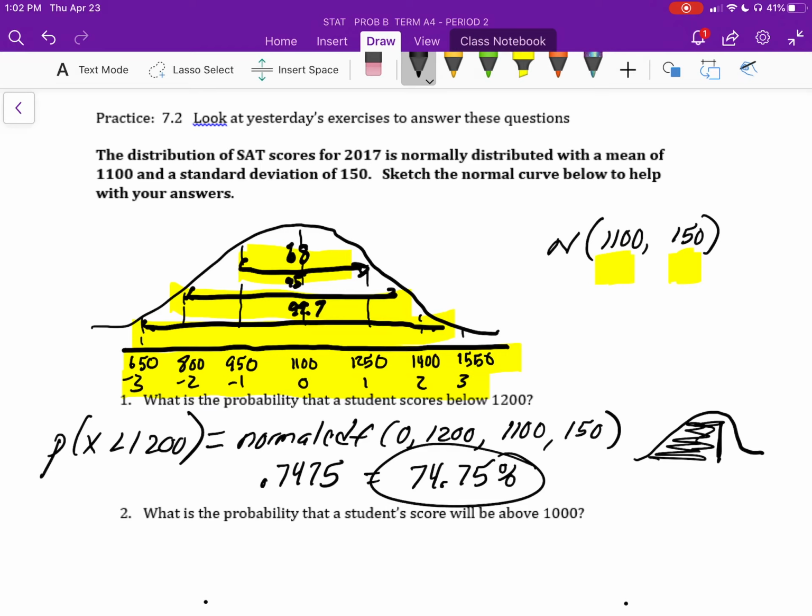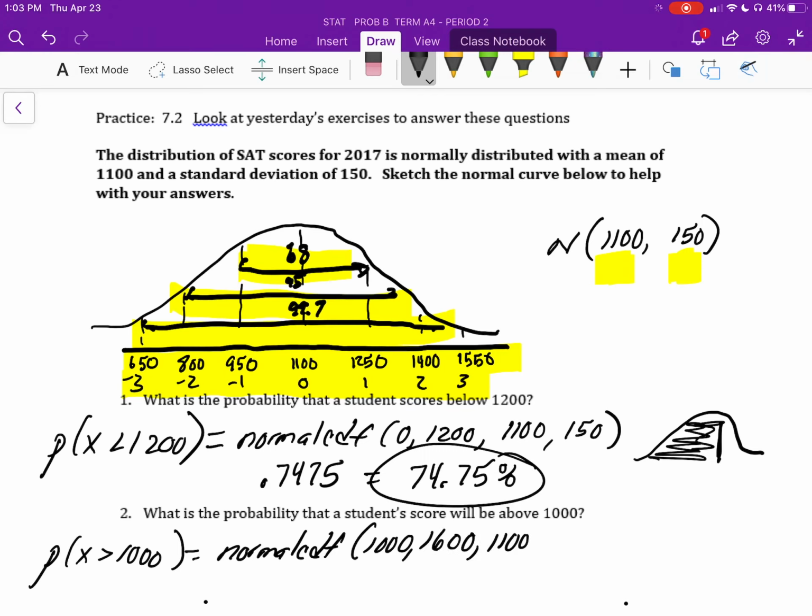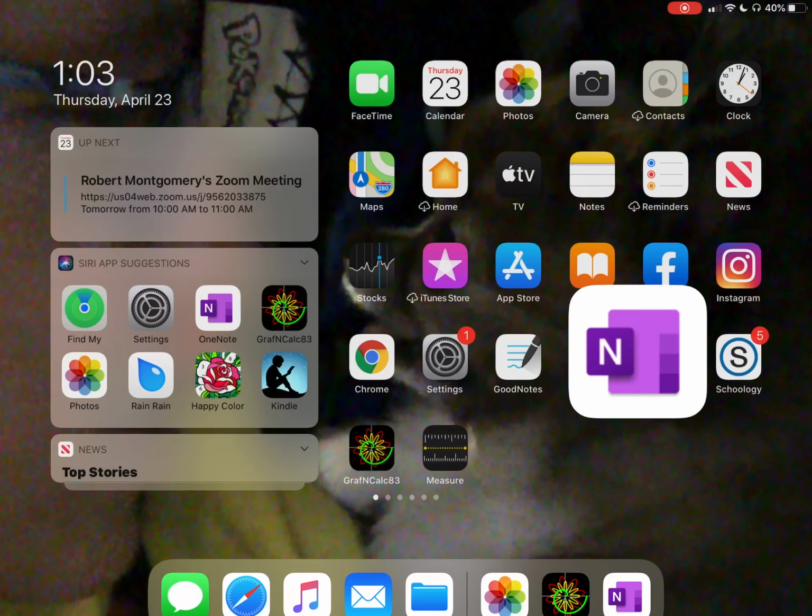What's the probability a student scored above 1000? So again, we'd use the same idea. X is greater than 1000. Except in this case, we want to go from 1000 to the highest score. So 1000, and in this case, up to 1600. And our mean is 1100, and our standard deviation is 150. We're not always going to know what the end limit is. Later, I'll show you how to. Technically, a normal distribution goes on forever, so we would use infinity, but it's enough that we know what the highest score is, so we can just put that in there. So 1000, 1600.